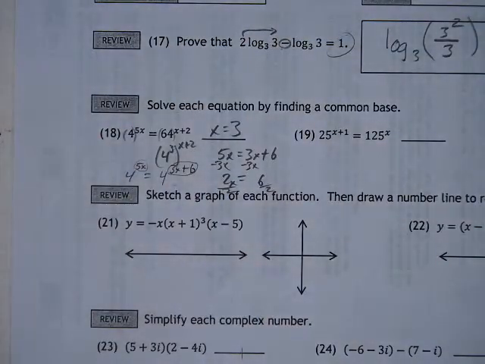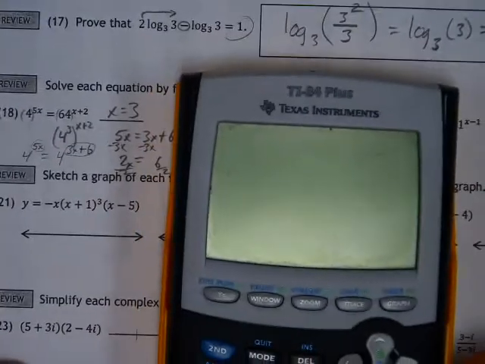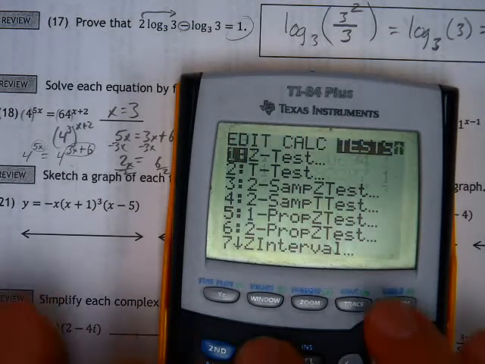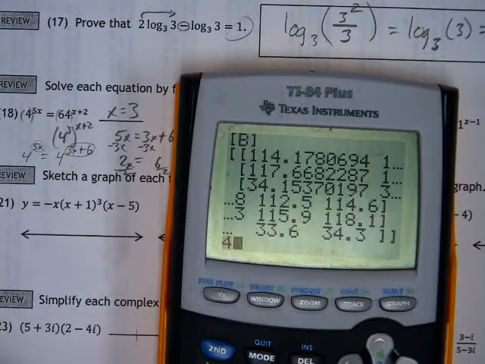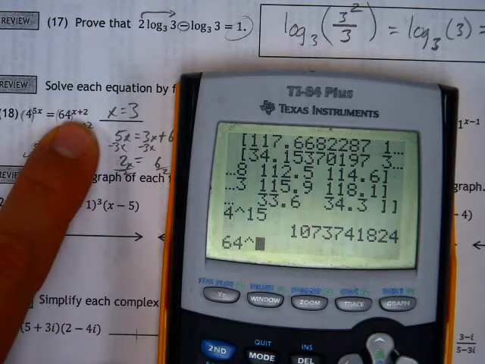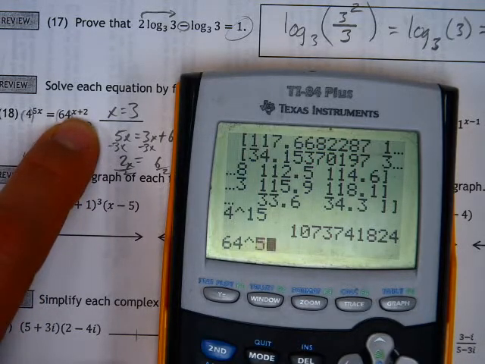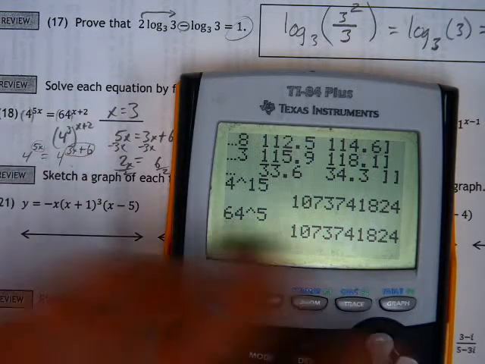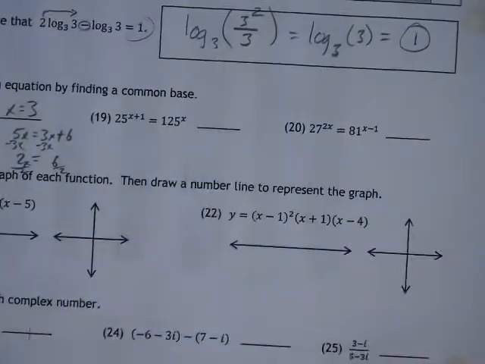I mean, it's always a good idea maybe to have a calculator close by. 4 raised to the 15th power, big number. But it doesn't matter because 64 raised to the 3 plus 2 raised to the 5th power, it's going to be that same big number. So it's a good and easy way to kind of check things off.